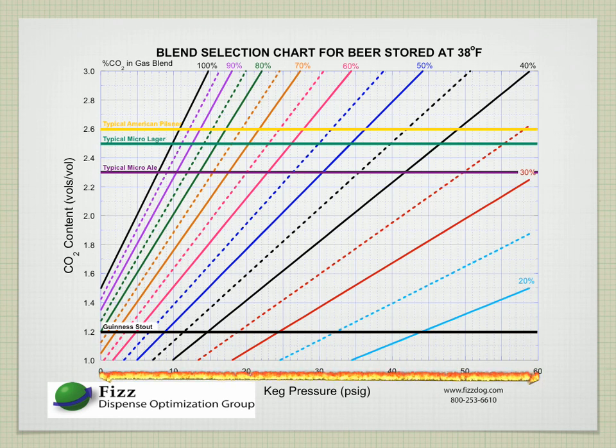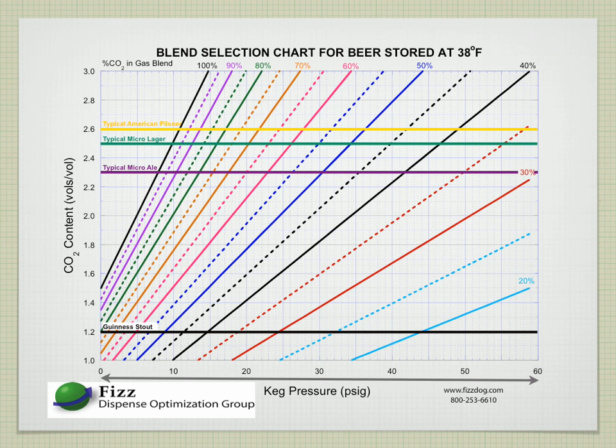Along the bottom of the chart, from 0 to 60, is the applied pressure to the keg in PSIG. The reason why it maxed out at 60 is beer systems typically have relief valves that max out at 60 psi. You can't put any more applied pressure on a keg than that.